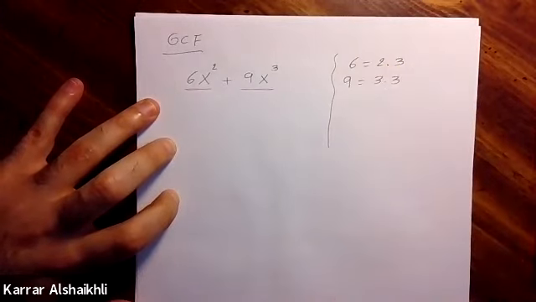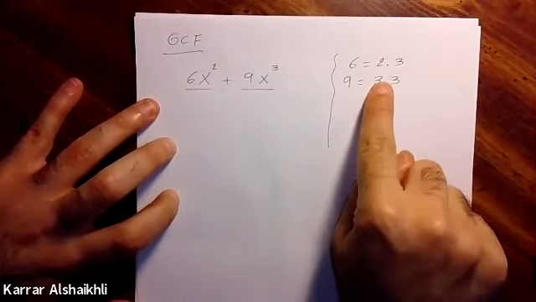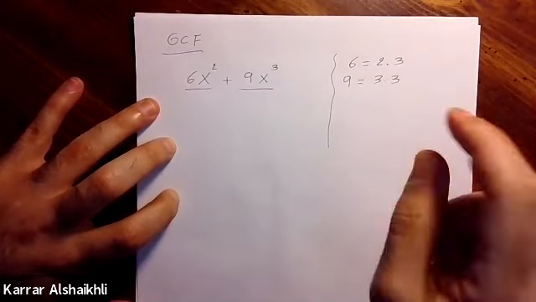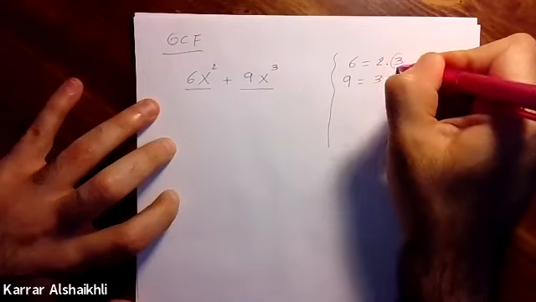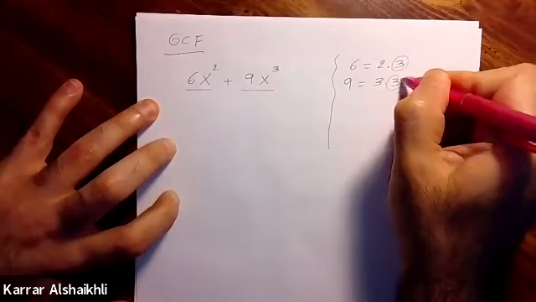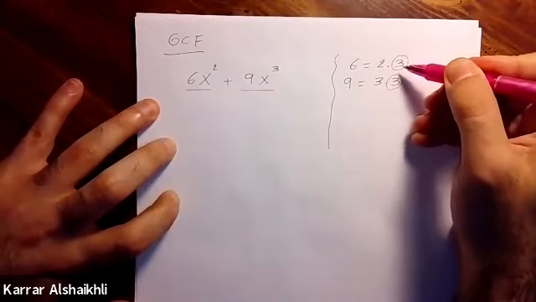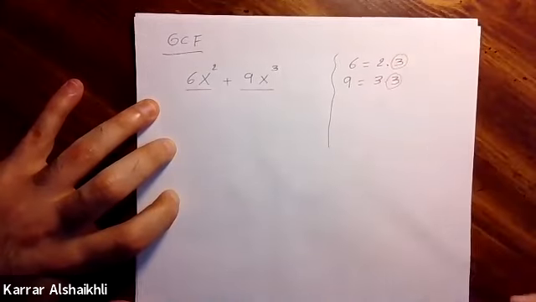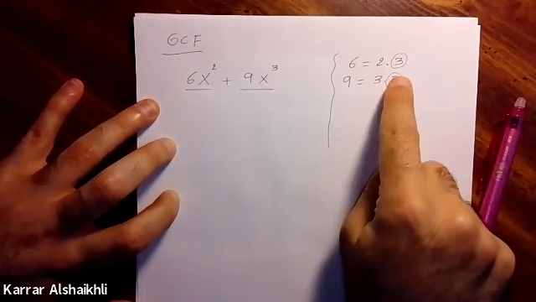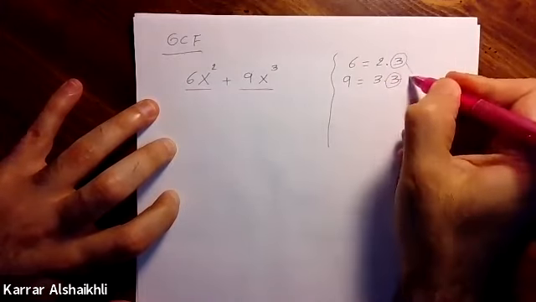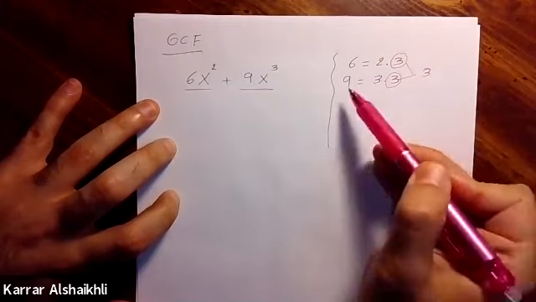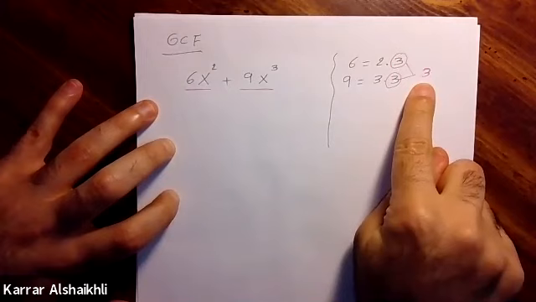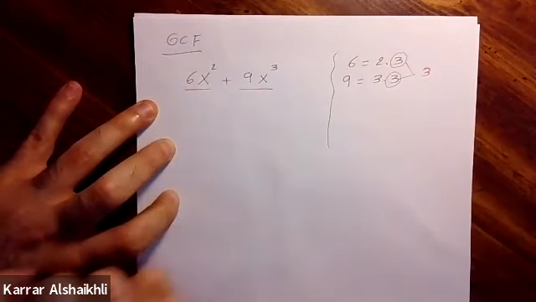So you can tell from these 2 numbers, what's the common? What's the number that exists here and exists here? The 3. So I'm going to put a circle here and a circle here. This is the common, the number that exists in 6 and in 9. That means this number, the 3, exists in 6 and exists in 9. So this is the GCF between the numbers.